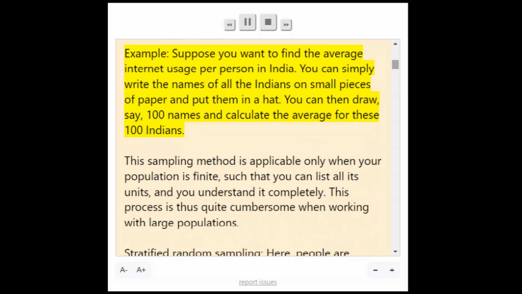Example: suppose you want to find the average internet usage per person in India. You can simply write the names of all the Indians on small pieces of paper and put them in a hat. You can then draw, say, 100 names and calculate the average for these 100 Indians. This sampling method is applicable only when your population is finite, such that you can list all its units, and you understand it completely. This process is thus quite cumbersome when working with large populations.